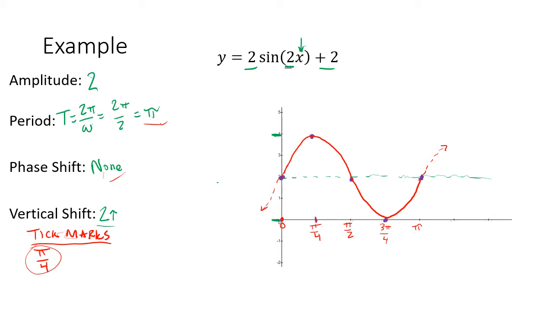Okay, we're going to find the amplitude. We're going to look at the equation, find the amplitude, the period, the phase shift, the vertical shift, use the period to find the tick marks, plot everything, and then go.